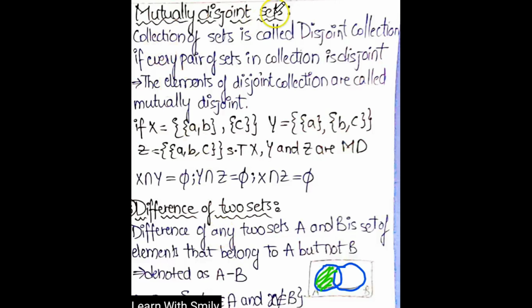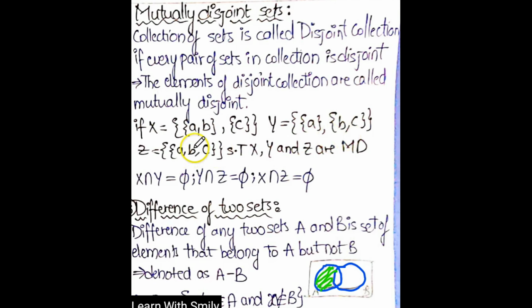Now, mutually disjoint sets. What are mutually disjoint sets? A collection of sets is called disjoint only if every pair of sets in the collection is disjoint. Okay, so don't get confused by this definition. Let's go with an example directly. Suppose you are taking a set X, a set Y and a set Z, which have some particular elements and subsets, right?